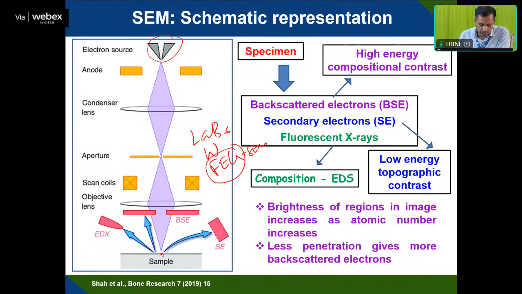So once it falls here, you have backscatter electrons or secondary electrons. Both are possible. The backscatter electrons will come back here. The detector is placed here. The backscatter detector will detect that and produce the image.